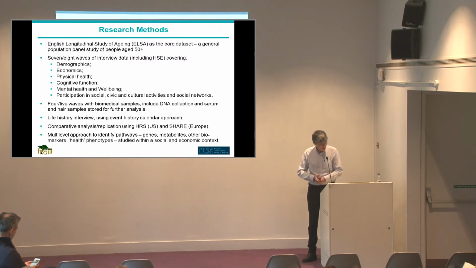Which brings me to the data source, of course. The data source we use is the English Longitudinal Study of Aging, a general population panel study of people aged 50 plus. A brilliant study for this kind of integration of social, biological, and omics and non-omics research. I would say that. I'm one of the investigators of ELSA, so I would say it's brilliant. It is actually a really very useful study for multidisciplinary and interdisciplinary working. So I've given an indication on the slide of the kind of topics that we cover: demographics, economics, measuring health, cognitive function, mental health and well-being, and social participation, social networks, and so on.